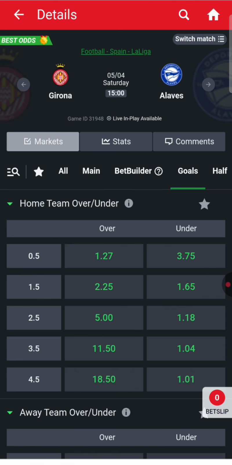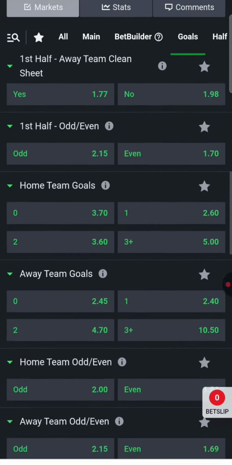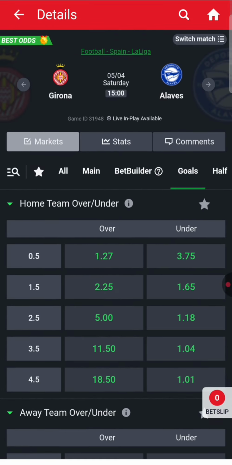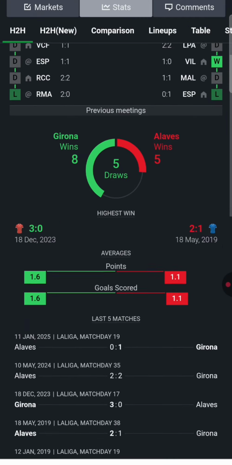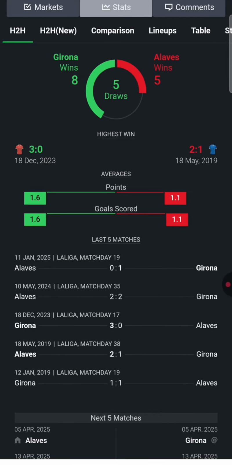Another way for you to play this game perfectly is to use teams where there is no one team that is much stronger than the other. In this case, Girona and Alaves is the perfect pairing. So which means if you look at the statistics, you find out that the average there is 1 to 3.